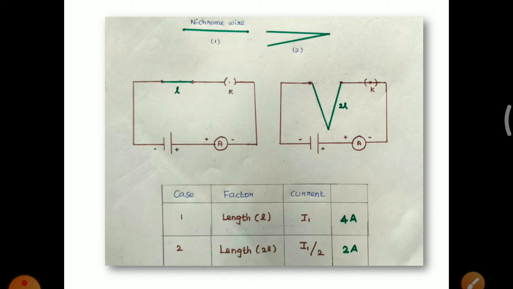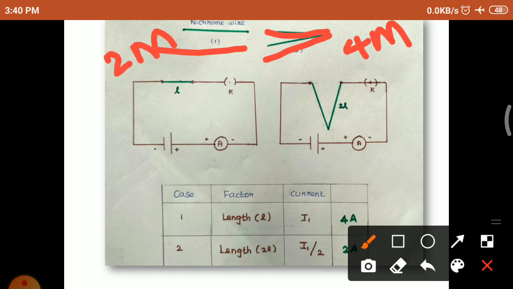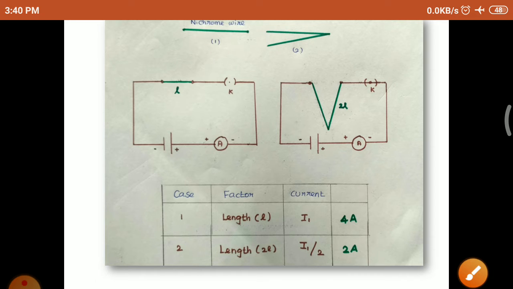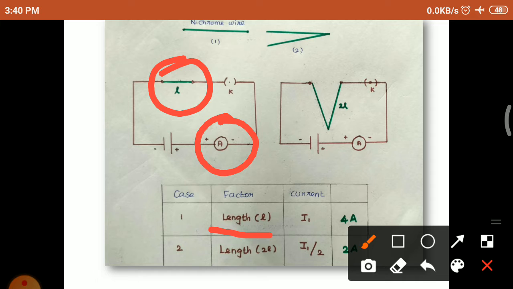Here I took nichrome wire. The first one is a nichrome wire with length L. In the second case, the same nichrome wire, but the length is doubled. Here I took 2 meter nichrome wire, and here I took 4 meter nichrome wire. I just increased the length of the nichrome wire. First I connected the nichrome wire of length L in the gap. So I have written case 1, the factor is length L. I measured the current in the ammeter. The current value is I1.